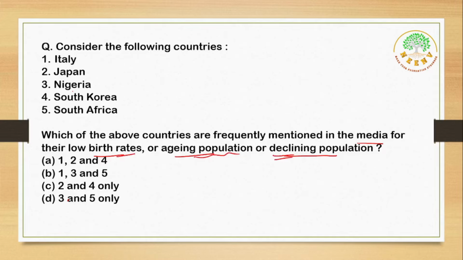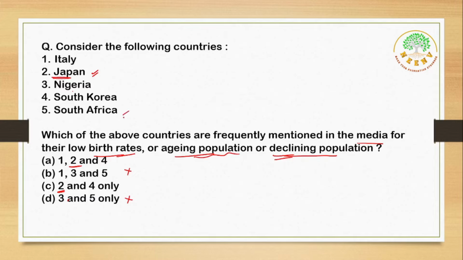So if you just glance at the options, selecting Japan is the easiest option because we know, and it is very popular information, that Japan is suffering with a lot of aging population. That is their main issue. So 2 should definitely be in the answer. 2 is in option C and 2 is in option A. In options B and D there is no 2, so we can directly remove options B and D. Just by looking at one option, we have already reached the 50-50 stage.